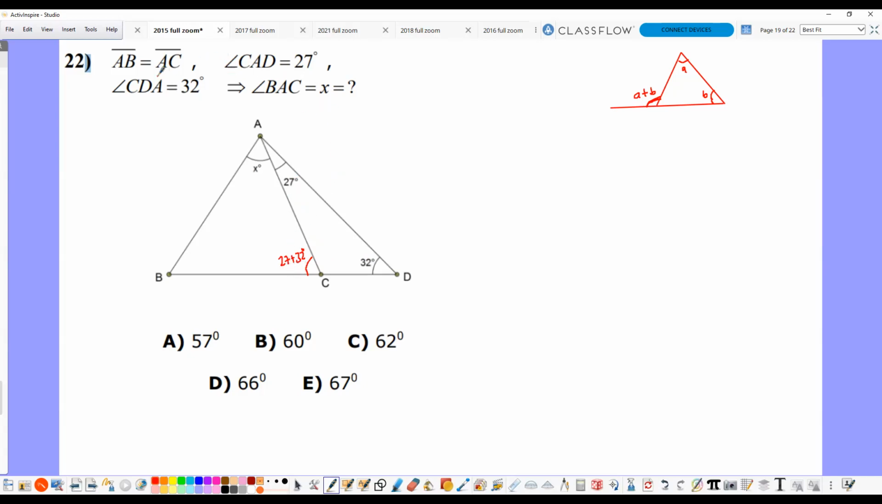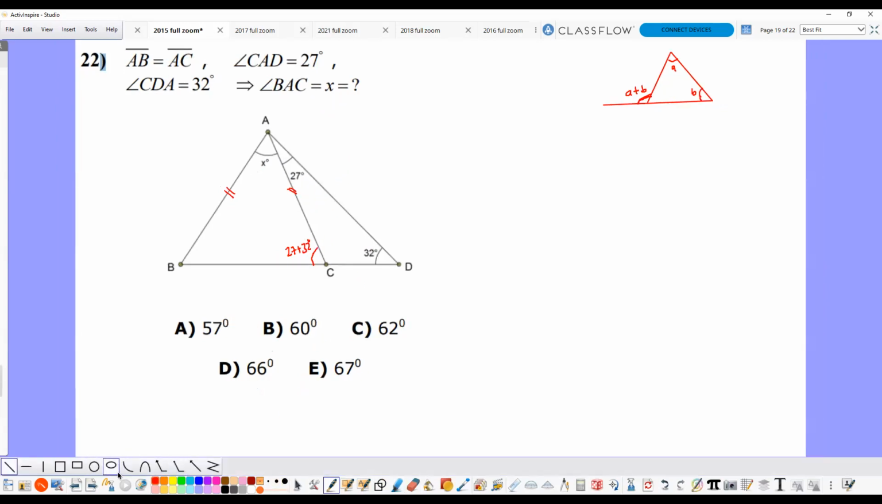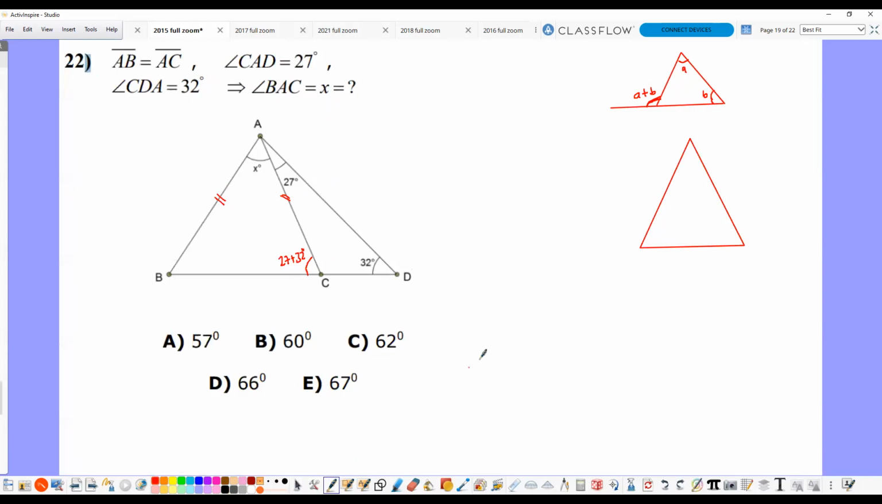There is another thing here I didn't mention. In this question, it says that AB is equal to AC, which means these two are equal to each other. So it makes this triangle an isosceles triangle. In isosceles triangles, the base angles are equal to each other. So if this is A, this is also A, because these two sides are equal to each other, which means this angle is also 27 plus 32. That makes 59. So here, this is also 59.